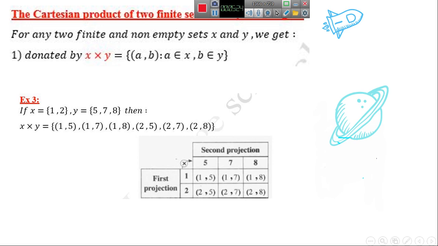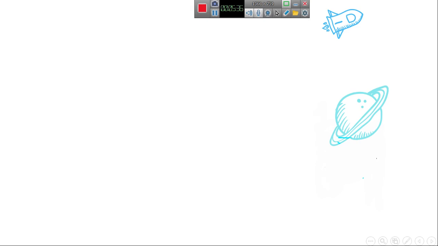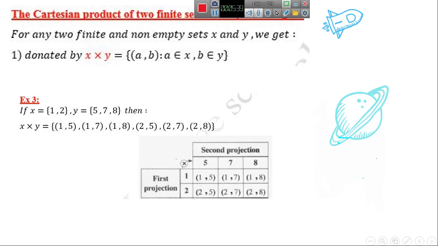And as we said in the definition of x cross y, all the first projections in all elements, as you see, are first elements of x, or belong to x. And the second projections of all the ordered pairs belong to the set y. As you see, 1, 1, 1, 2, 2, 2 are the elements belonging to x, and the other projections 5, 7 and 8, all of them, the second projections, belong to the other set y.